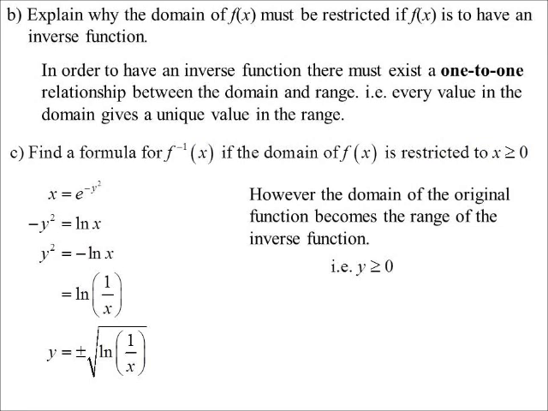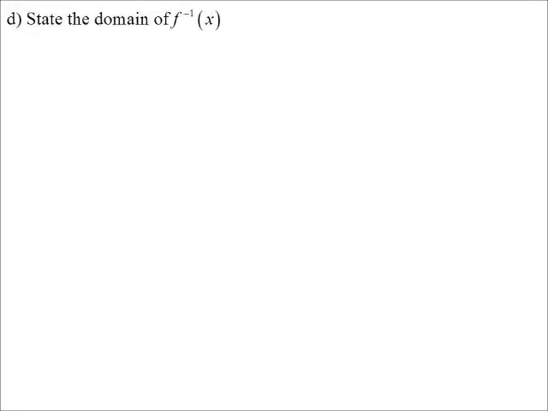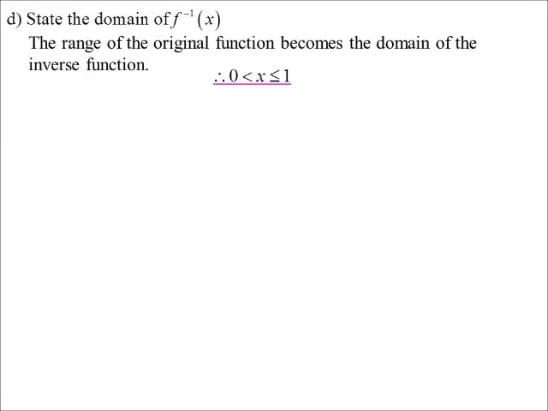Now, the domain of the original becomes the range of the inverse. So therefore, I only want to get answers that are positive. So it must be the positive square root I want for this one. So there's my inverse function, given the restriction on the domain. State the domain. Well, the range of the original function would become the domain of the inverse. And you can look back on the graph and you would notice that the range of the original one was between 0 and 1, but not including 0, because that was an asymptote. So therefore, that becomes the domain of my new one.